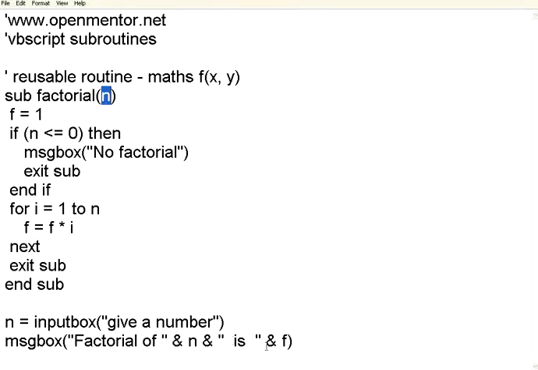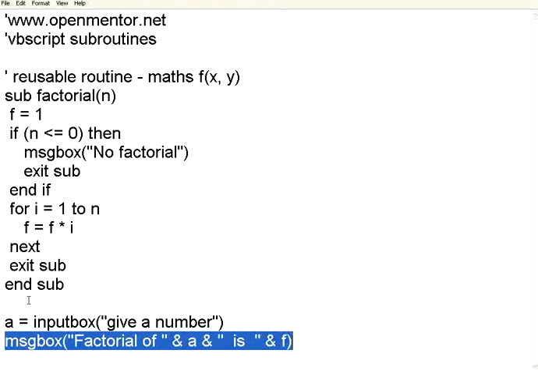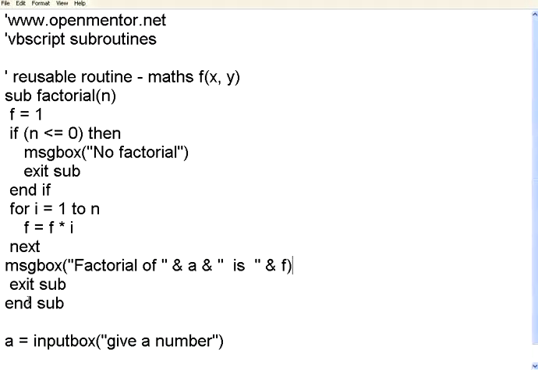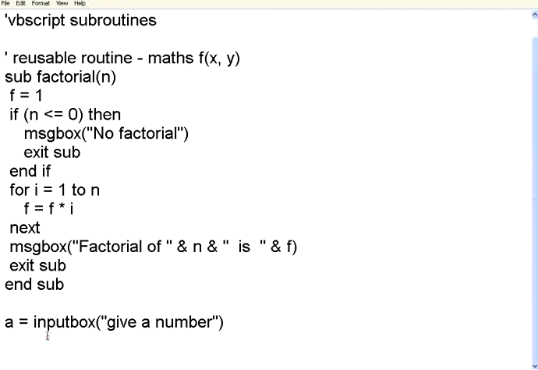Now instead of n, I am getting the input into a variable a. Let me call the factorial value. So how do I get this factorial? Now instead of putting the message outside, I am putting the message inside this subroutine: factorial of n is f. So an input box gives a number, and I would say factorial of a. I pass this. Now let us execute.